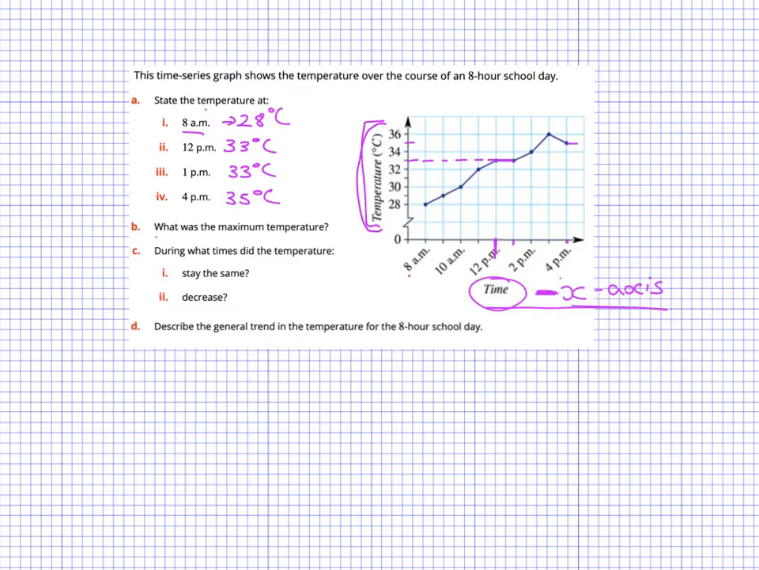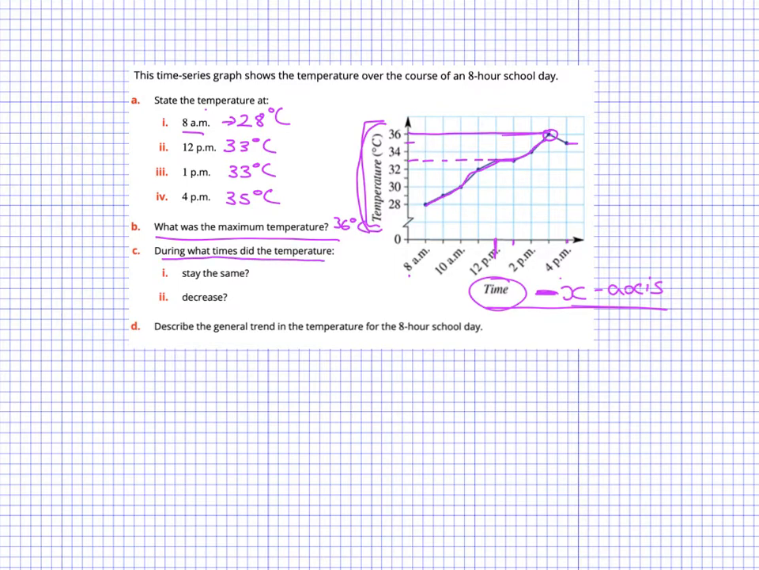All right, what was the maximum temperature? So of course the maximum temperature is given by the highest point on the graph, which is up here. So we just follow it up, or we can jump straight there. We can see that the temperature was at 36 degrees Celsius. All right.